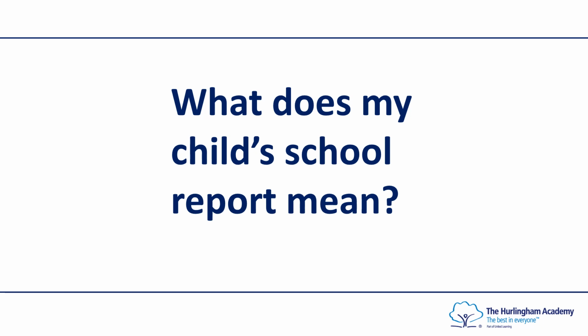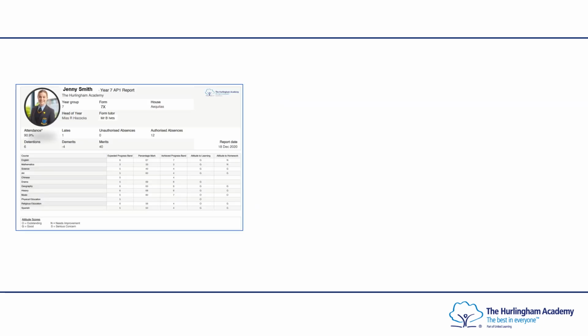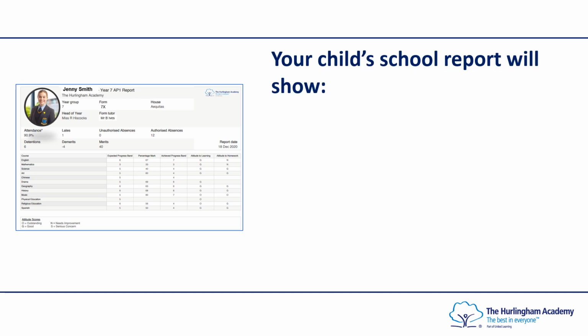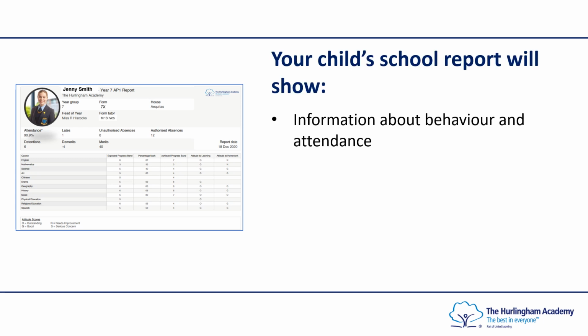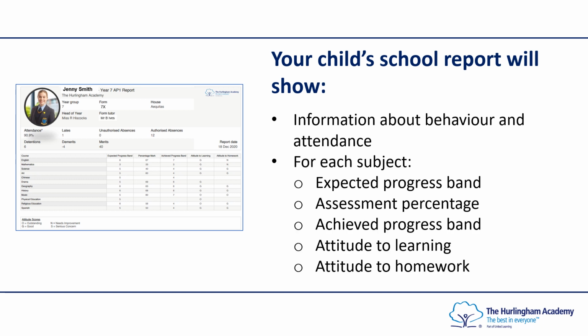The purpose of this video is to explain the meaning of each section of your child's first secondary school report. Your child's report will look like the sample shown on the screen. It will show information about their behaviour and attendance, and for each subject, their expected progress band, their assessment percentage, their achieved progress band, their attitude to learning, and their attitude to homework.